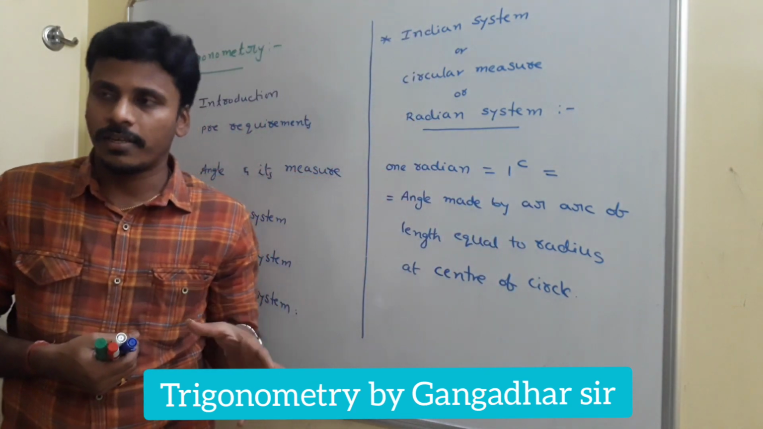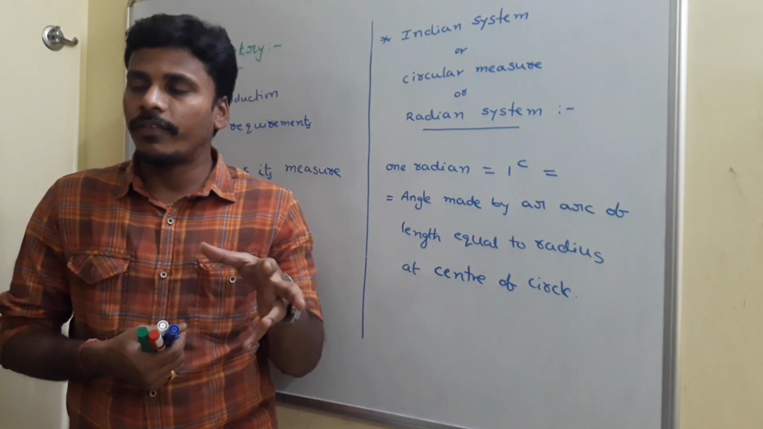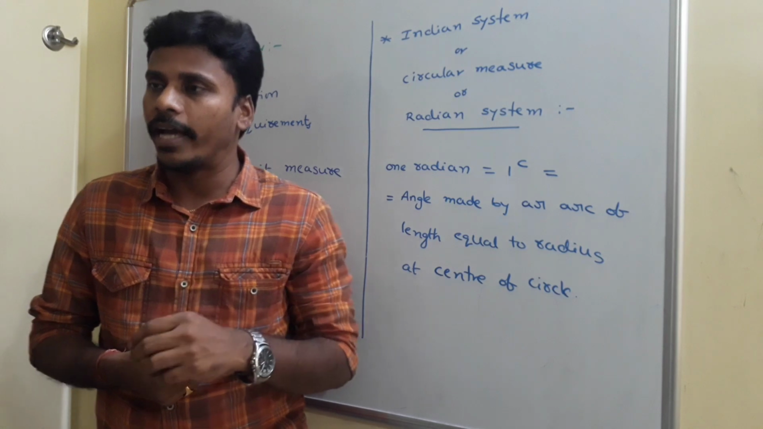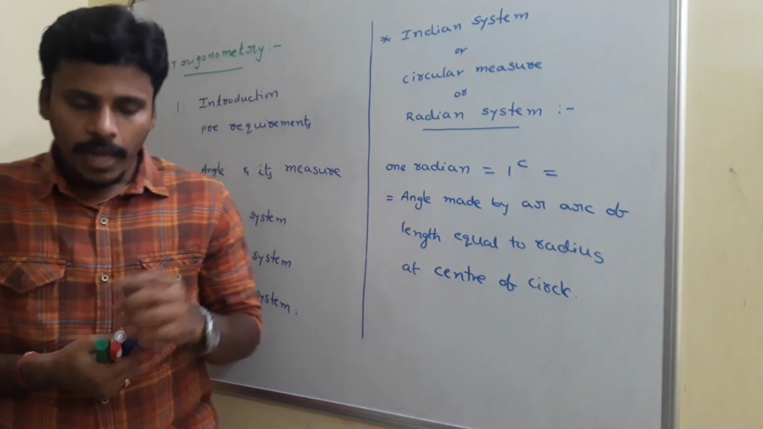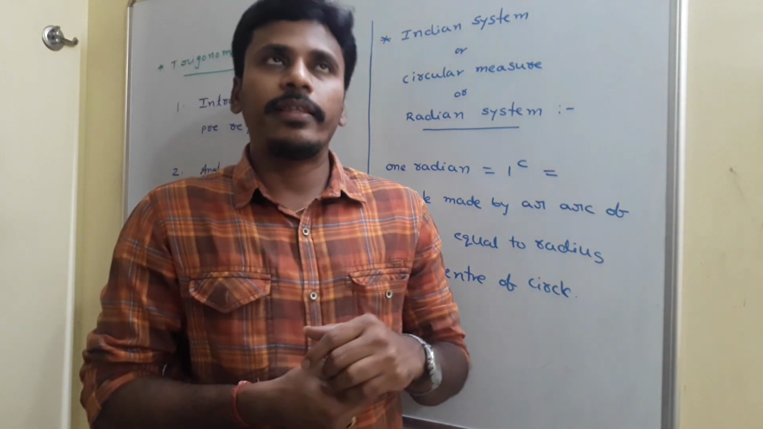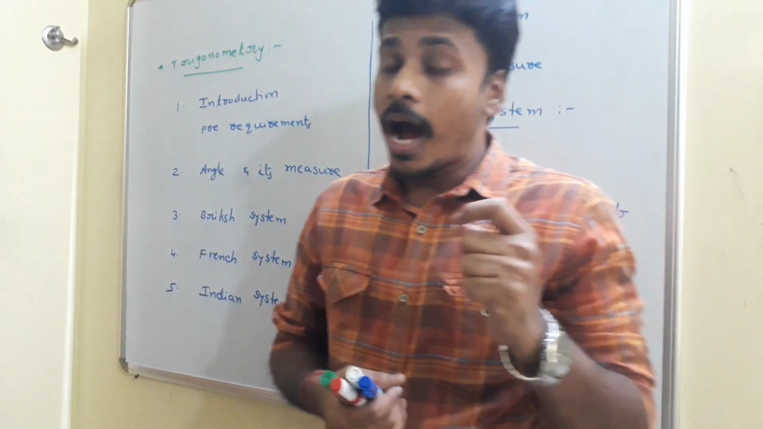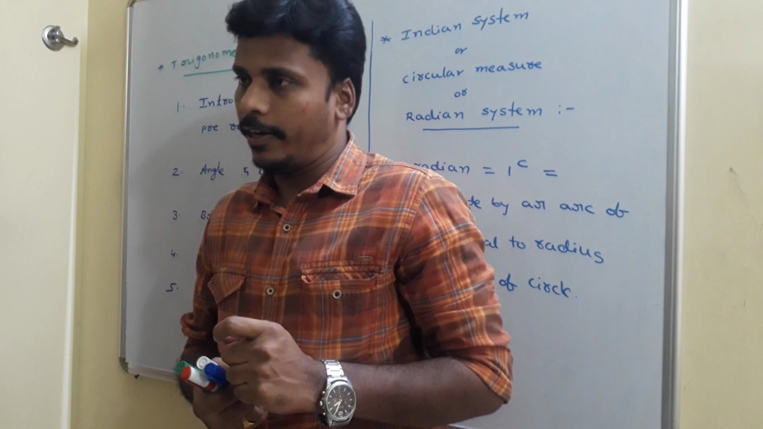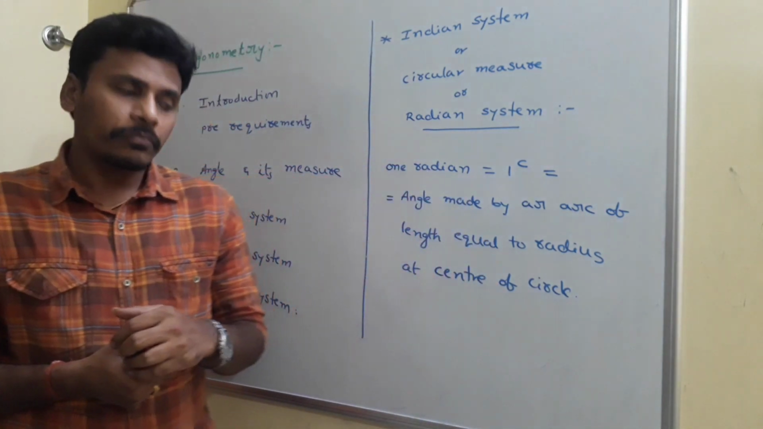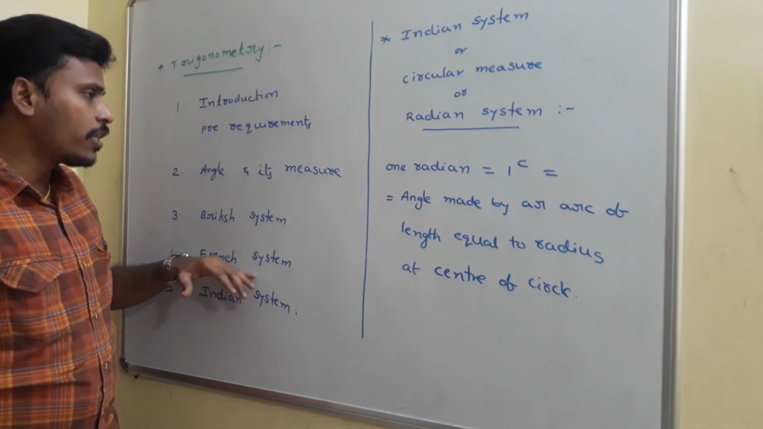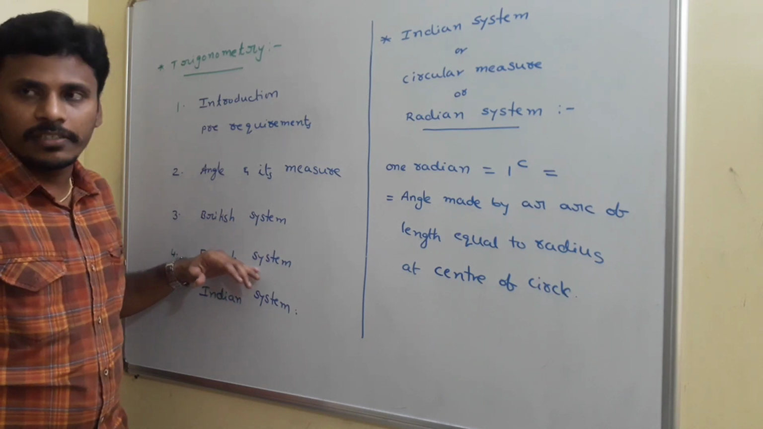According to the British system, one complete revolution is divided into 360 parts and each part is named as 1 degree. And according to the French system, they divided one complete revolution into 400 parts and they named each part as 1 grade, right? So that's why this British system is termed as the degree system and this French system is termed as the grade system.